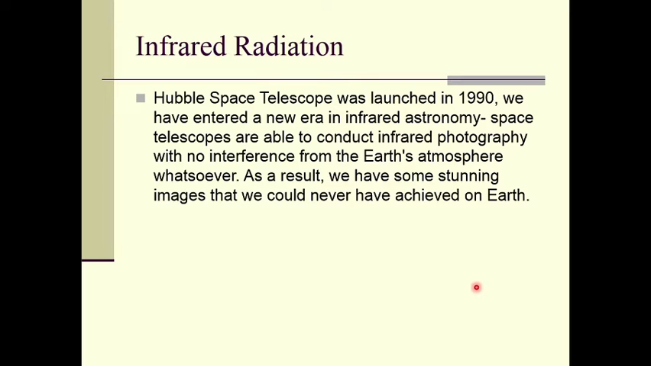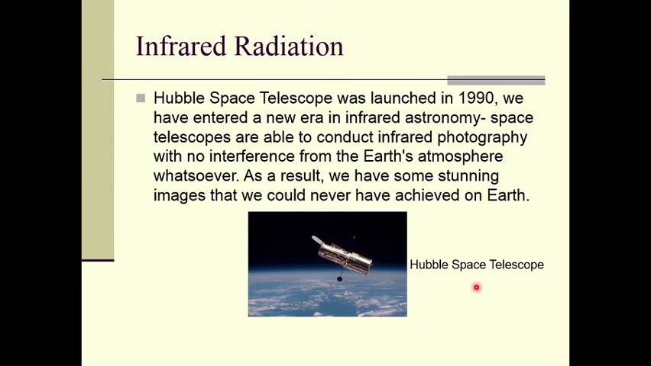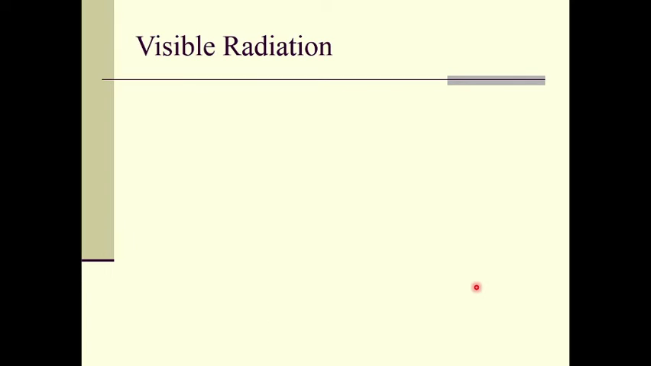As a result, we have some stunning images that we could never have achieved on Earth. The Hubble Space Telescope is one such telescope that is placed in outer space, and from there we can take infrared photographs of various objects. Let us now move to the visible radiation.